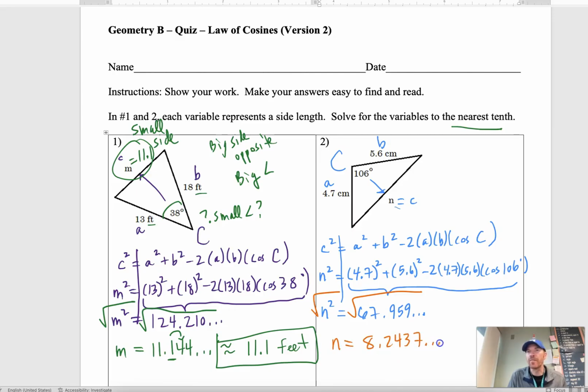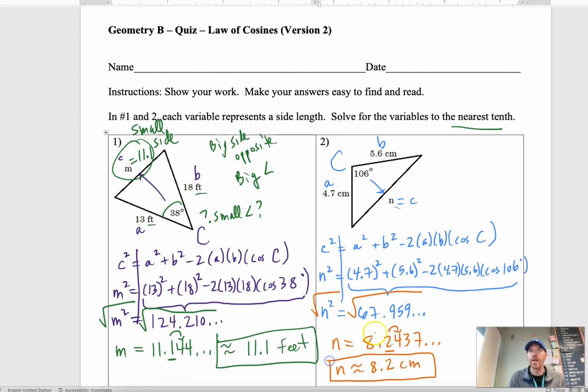8.2437. It keeps going. Again, if you did intermediate rounding, you might get something that's slightly different, and that's okay. Just make sure you're showing your work. But again, we're going to the nearest tenth, so we're sitting at a 2 with a 4 next door, so we've got approximately 8.2. And in this case, that is centimeters is our measurement here for the side length.